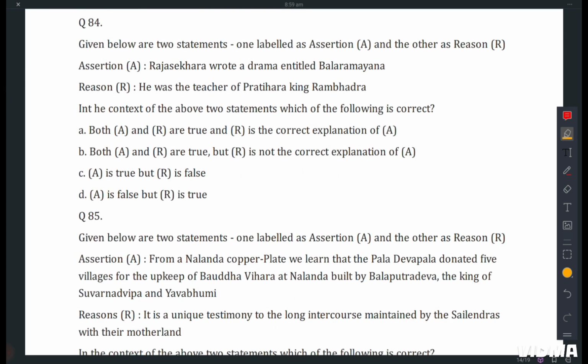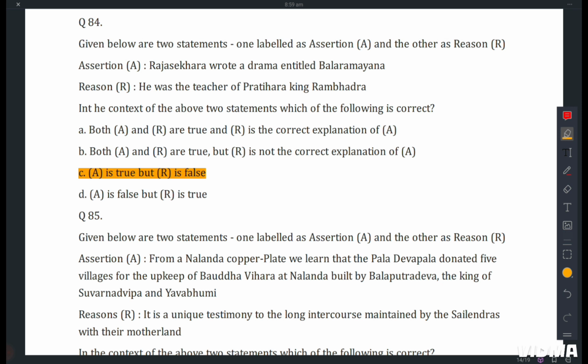Question number 84. Given below are two statements, one labeled as assertion and the other as reason. Rajashekhara wrote a drama entitled Bala Ramayana, and he was a teacher of the Pratihara king Ramabhadra. So the correct option is C. A is true but R is false. Rajashekhara wrote the drama Bala Ramayana, described as perhaps the longest play ever written in the world.